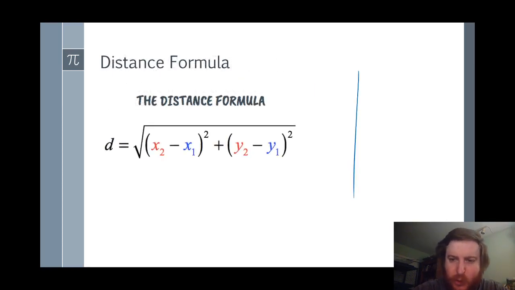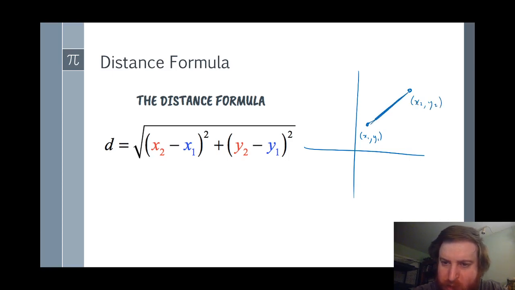So if I had two points, you may want to draw this. I can draw them anywhere. We'll call this guy x1, y1. And we'll call this guy x2, y2. And so what the distance formula does is it provides us with the distance between that line.